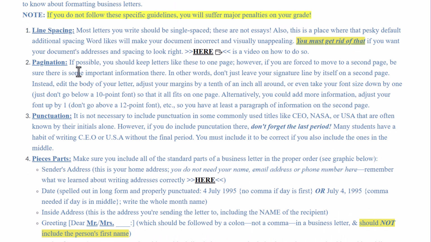You also need to pay attention to pagination. What I mean by that is don't just have your signature line on the second page. If you must go to a second page on a letter, then make sure you have at least a paragraph worth of information there, and what's better is to have a half a page of information. If you don't have that much to go on to the next page, then shrink your font size by 1 point or shrink your margins by 1/10 of 1 inch. Do something to make it all fit on the first page rather than going to a second page for a teeny tiny little bit of nothingness.